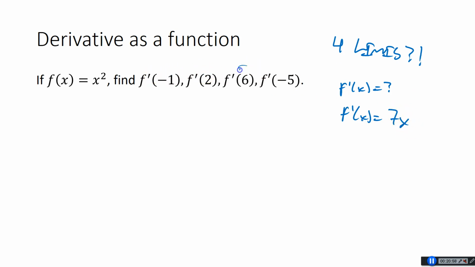F prime of 2 would be 14, f prime of 6 would be 42, and f prime of negative 5 would be 35. So if I can find a formula, this is really valuable because then I can just plug in the numbers one at a time.